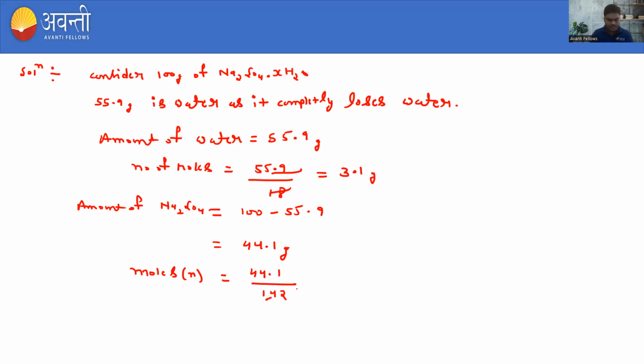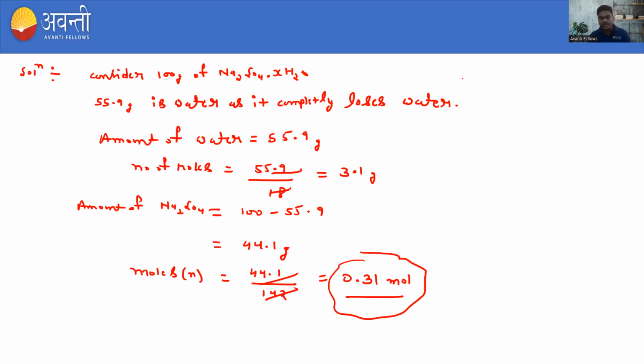This is 142. So this comes out to be 0.31 mole. Done. So 0.31 mole this comes out to be. So we know that 1 mole of Na2SO4 has, so this much mole of this contains 0.31 mole, right? So now you can easily calculate this.